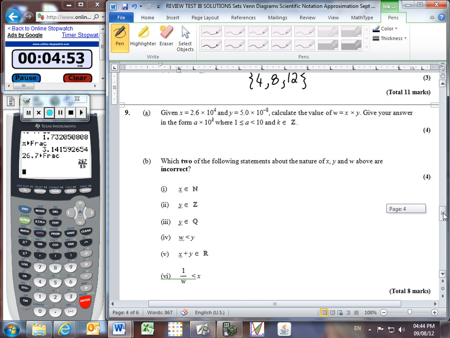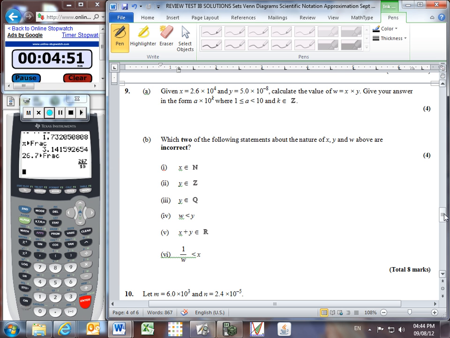Okay, we've been given a couple of scientific notation numbers, and we need to figure out what we get when we multiply x by y, because that's what w is equal to. It's equal to x times y. So let's multiply these two values.